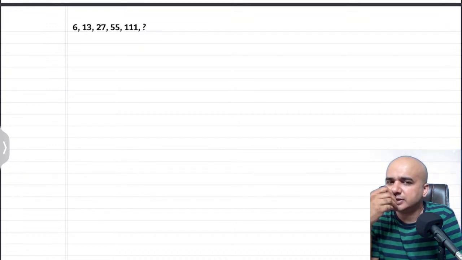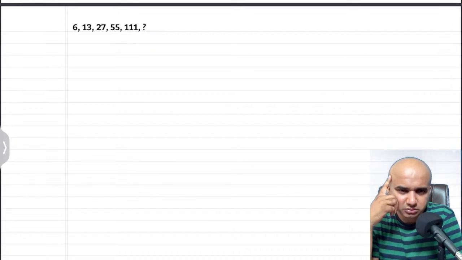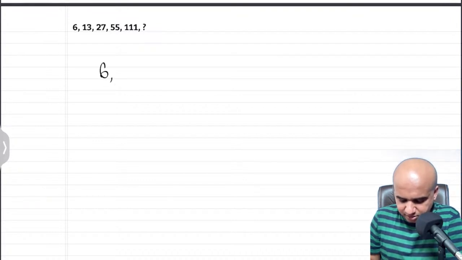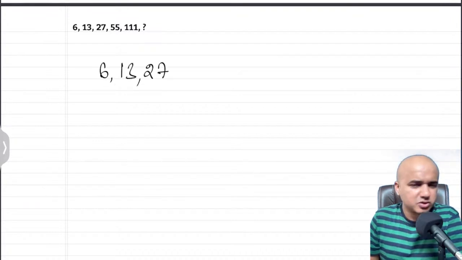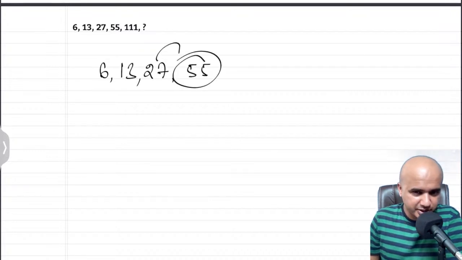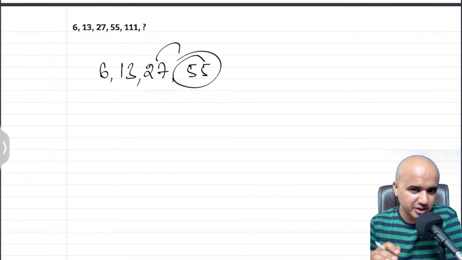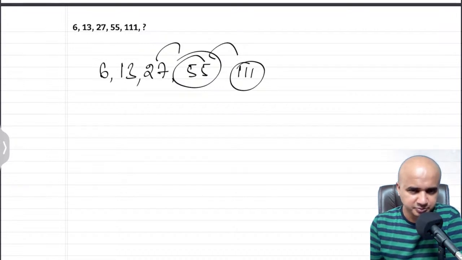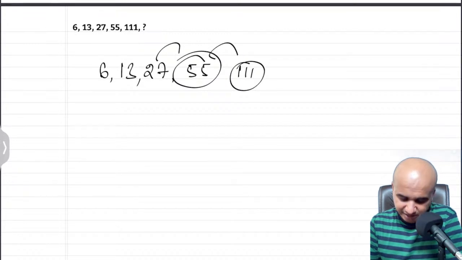6, 13, 27, 55 and 111. See, the moment you see jumps like this, no? 6, 13, fine. Then 27 also is somewhat fine. But all of a sudden there is a jump. There's a huge gap here. So you can be rest assured that multiplication is definitely involved. Then again there is a jump here, 111. Without multiplication coming into play, you won't see sudden jumps like that. So that is something which you have to understand.